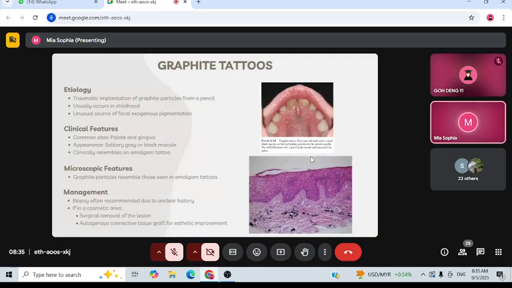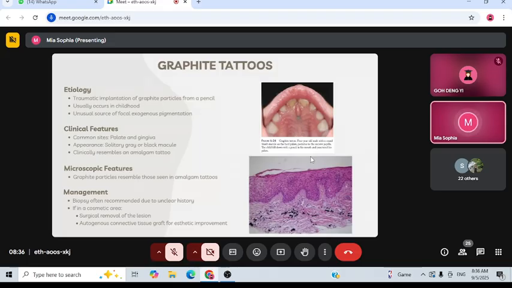Next is graphite tattoos. Graphite tattoos are a less common but interesting example of the exogenous pigmentation. They are caused by the traumatic implantation of graphite particles, usually from pencil injuries, and most often occur in childhood. Because of their unusual source, they are sometimes overlooked or misidentified.